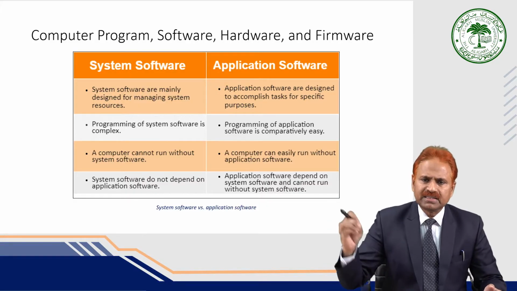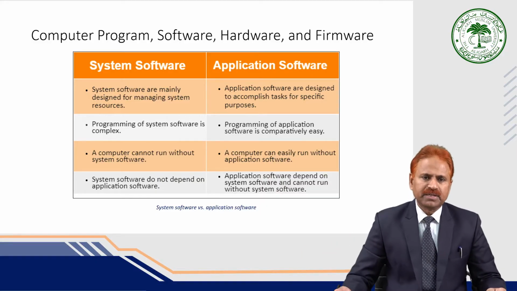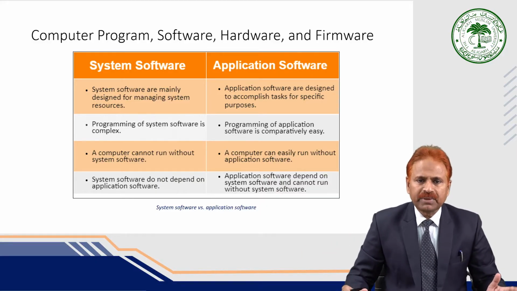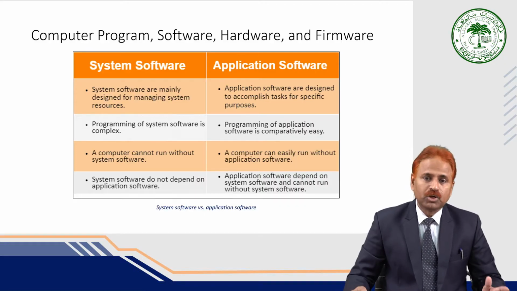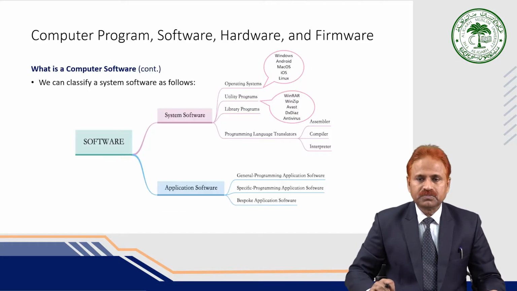Application software is mainly installed to perform various tasks as per the user's requirement. System software does not depend on application software, while application software fully depends on system software and cannot run without the presence of system software.